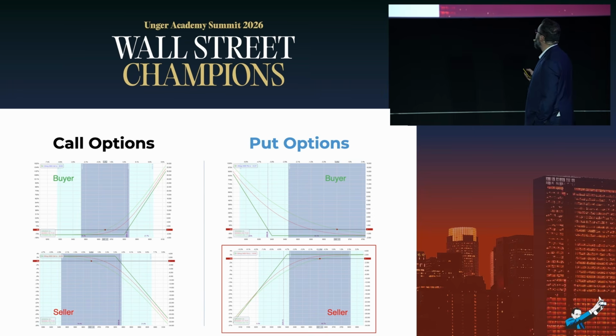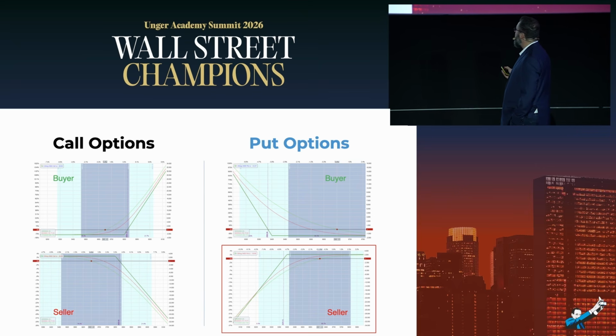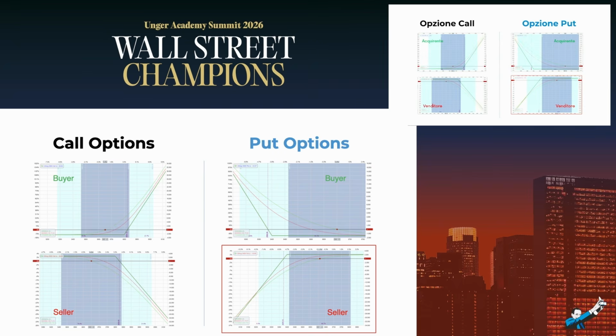How do we read these charts? The dark green line represents my profit at expiration. The light green line represents my profit or loss as of today. The red line represents my profit or loss at an intermediate point in time. So let's assume that this is the price of an underlying asset, a stock. What happens? I buy a put.